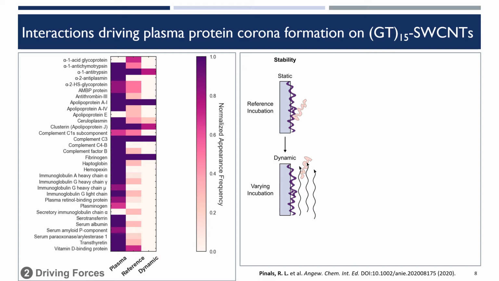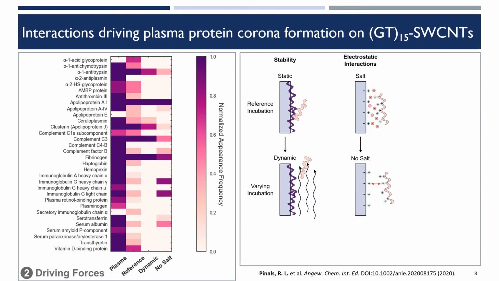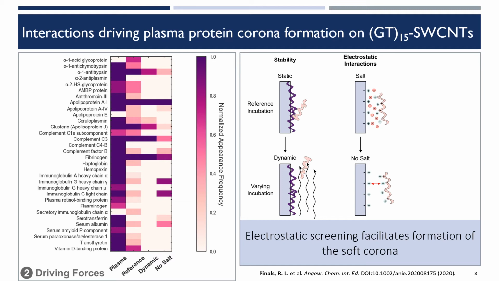With constant dynamic motion, only more tightly bound proteins stay associated with the nanoparticle, thus providing a proxy of adsorption strength and insight into the hard, tightly bound versus soft, more loosely bound corona proteins. These dark purple proteins are now posited to represent the hard corona. Varying ionic strength is used to probe charge effects. Elimination of salt increases the contribution of electrostatic interactions due to the absence of charge screening. And we begin to see this trend emerge where proteins present under dynamic conditions, so the hard corona proteins, are also present in the absence of electrostatic screening. Thus, electrostatic screening seems to facilitate formation of the soft outer corona.